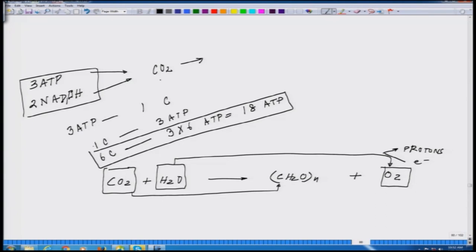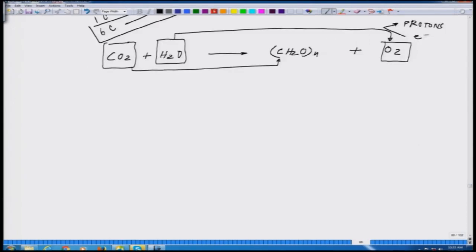Similarly, the other instance is NADPH, okay? So for attaching one carbon you need 2 NADPH. So attaching 6 carbon, you will be needing 2 multiplied by 6, 12 NADPH. Okay. Now this is what we are going to add into this equation, what we have put forward in the beginning to start our journey of photosynthesis.